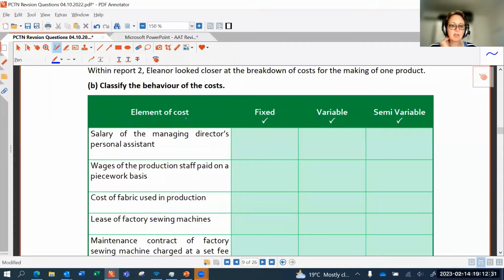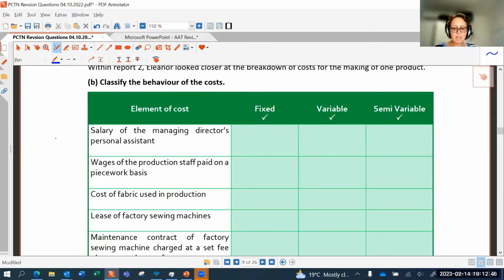So in terms of the cost for Eleanor and the textile business, these are costs that will stay the same irrespective of how many units the factory makes. Excellent. So they stay the same. What about variable costs? Do you remember those? Variable costs are costs that will increase. So costs that will go up when I make more.